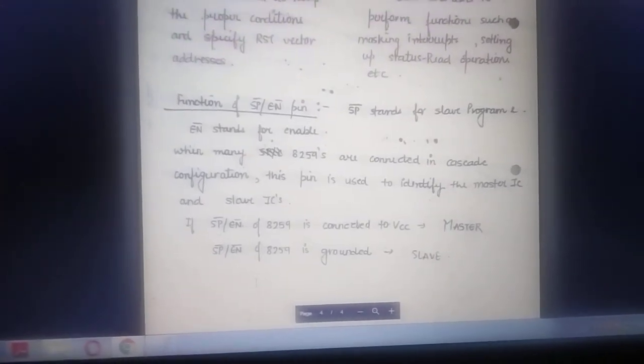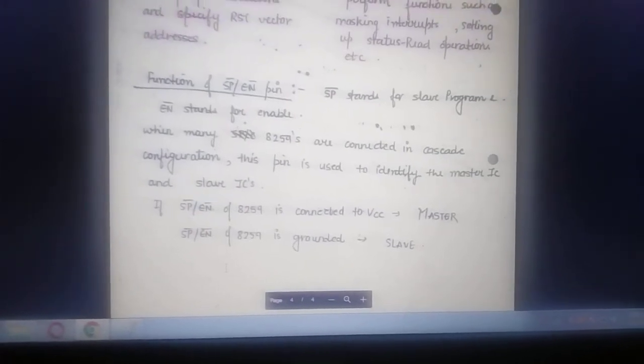and with the help of the block diagram you can explain the complete working of 8259.